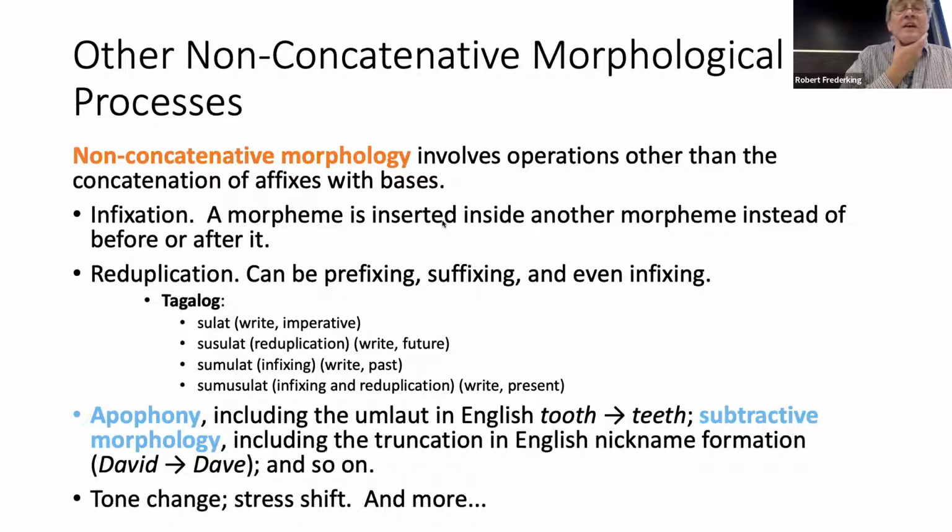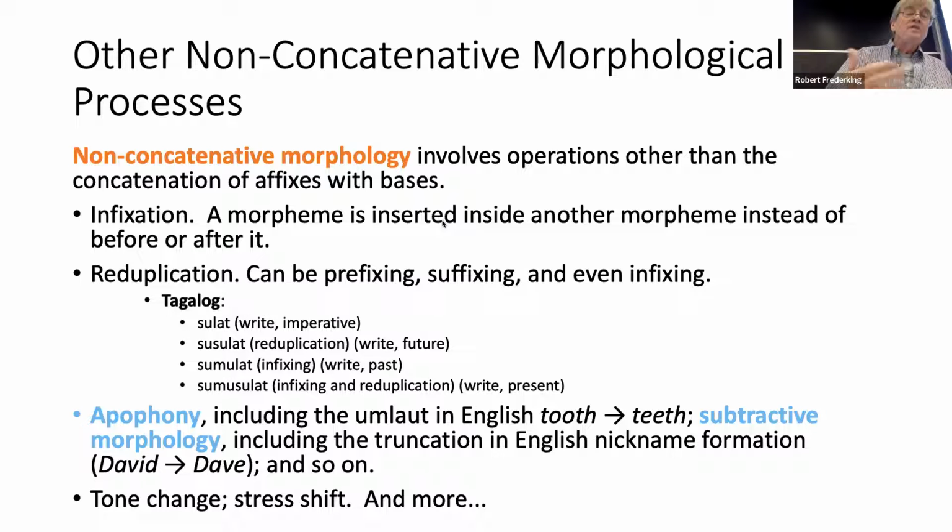And there are various other things that can go on. So there can be infixes. Some languages have things like reduplication. So Tagalog, which is a major language in the Philippines, uses reduplication a lot, where you double a morpheme to do something, rather than adding some actual morpheme. So sulat is to write, susulat is future writing, sumusulat is present writing.